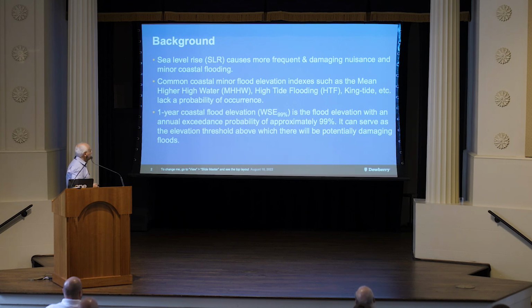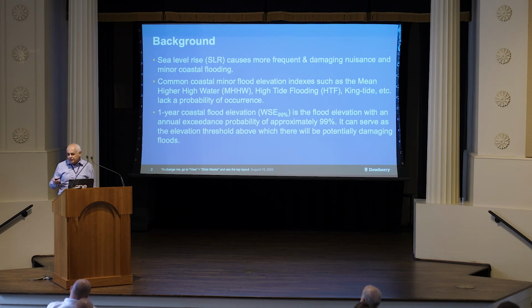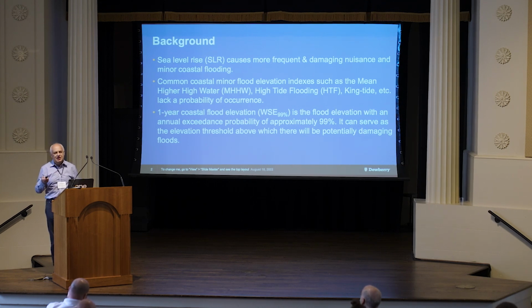As a background, we all know that in many areas, sea level rise is causing more frequent and damaging nuisance and minor coastal flooding. Now, there are some common minor coastal flooding indexes such as the mean high water, high tide flooding, king tide, etc. But none of those indexes really have any probability attached to them and really have very minimal use in terms of engineering design for us.